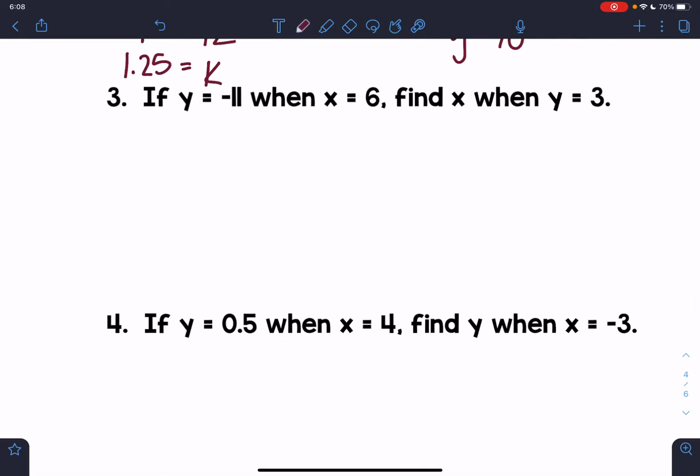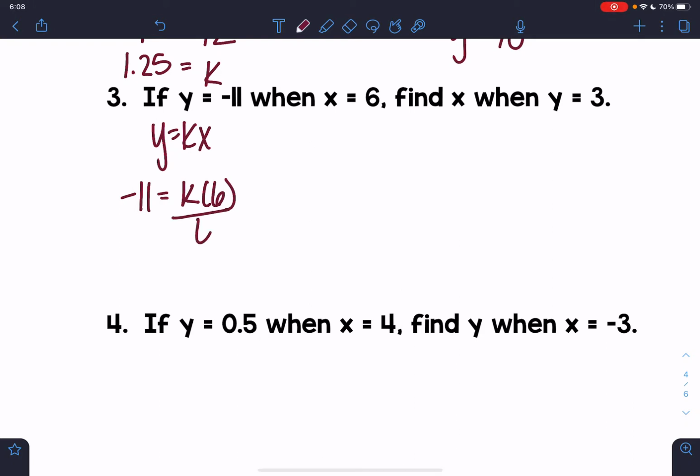So we're going to try one more. I'm going to have you do the last one on your own, and then I'll have you try a couple more after that. So we have y equals -11 when x equals 6. Actually, I'm going to have you select the right formula for this one first. Okay, so hopefully you chose -11 equals k times 6. Okay? Hopefully that was the one that you chose.